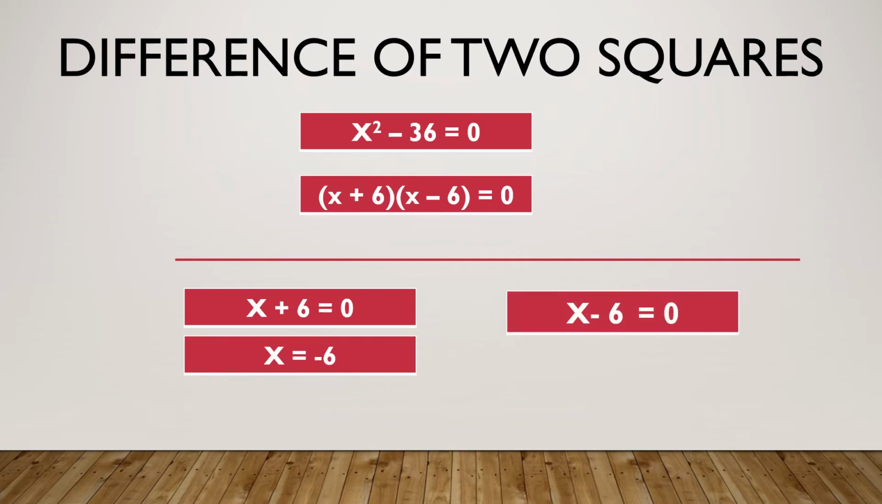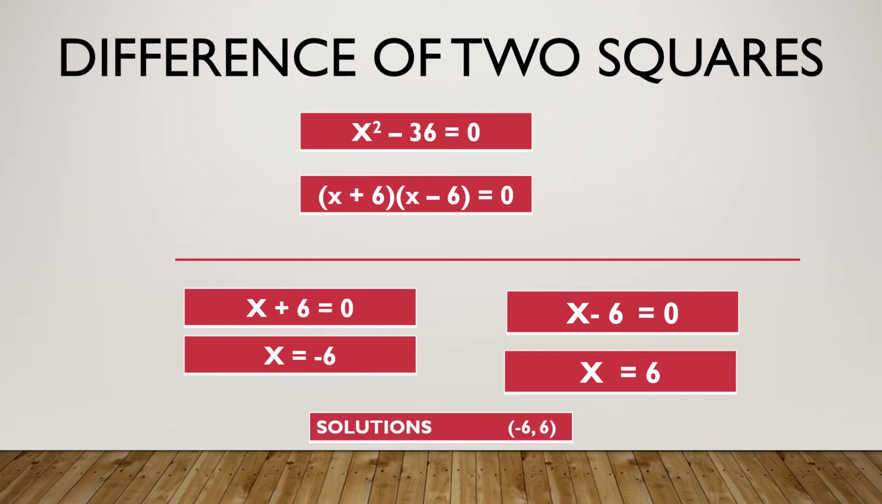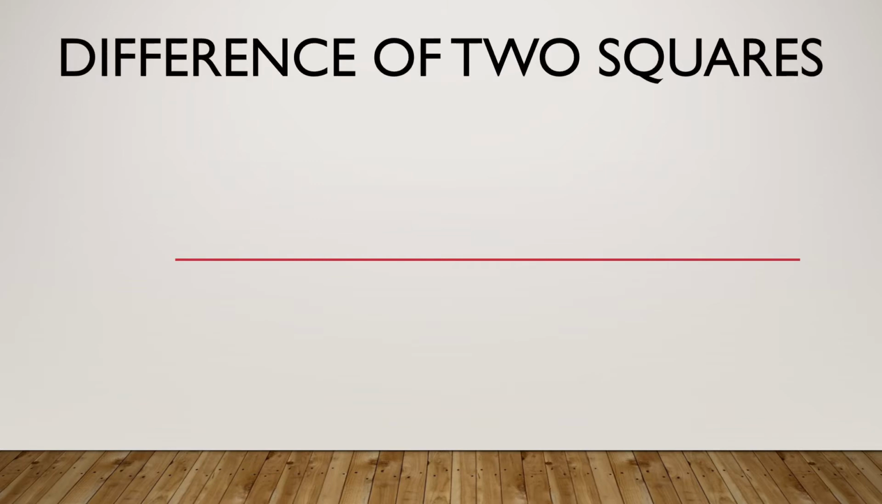The second factor would be x minus 6 equals 0. Then you solve for the value of x. Since it's negative, you transpose it, and it becomes positive. So the second value of x would be positive 6. So the solutions for this given equation are negative 6 and positive 6. Let's try another example, still on the difference of two squares.